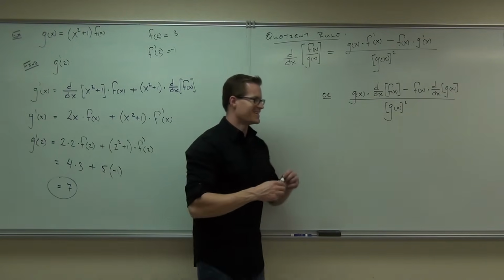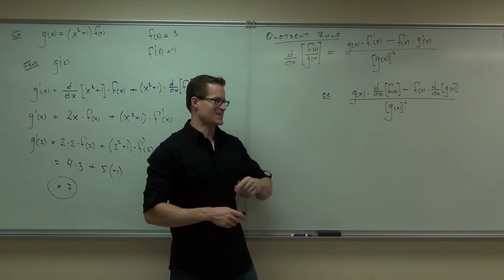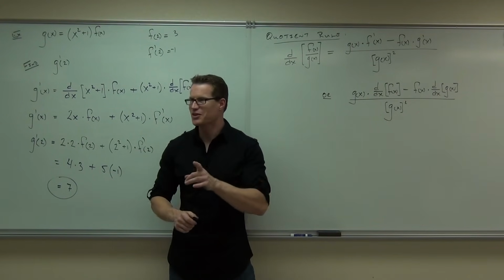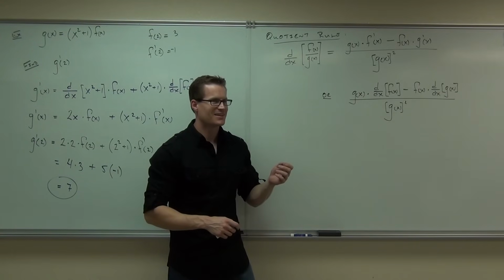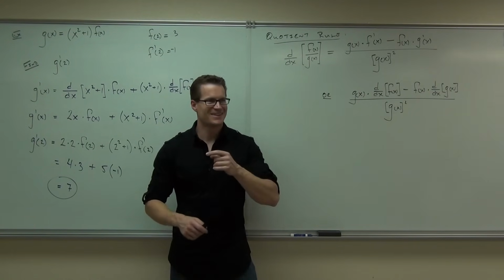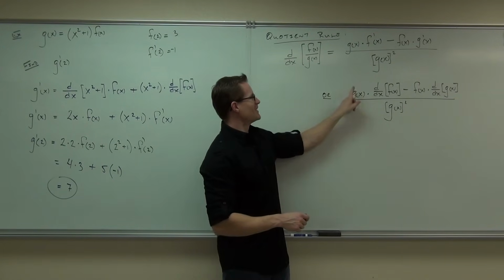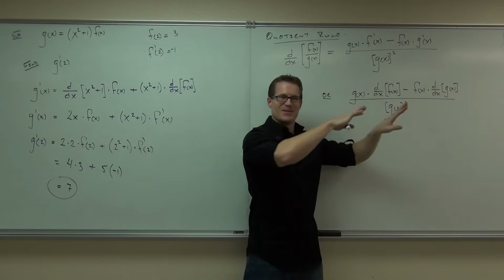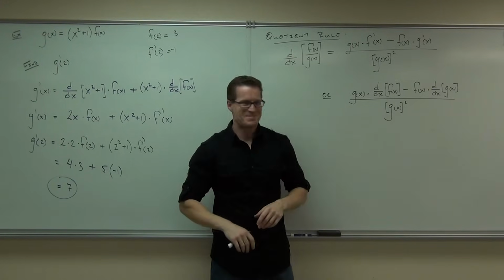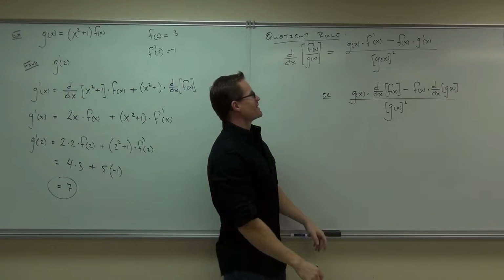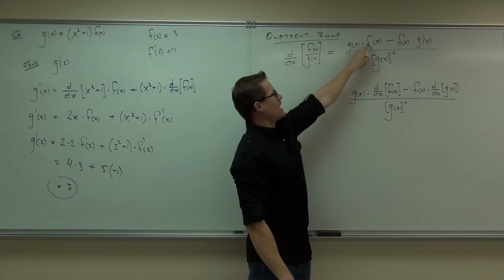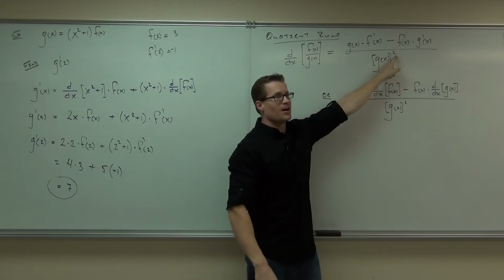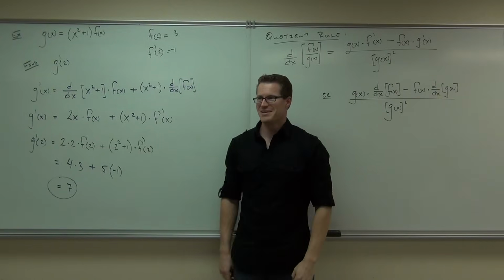I think I liked it, so I'm going to steal it from Michael. He introduced it. Actually, I've heard it before. What's it say again? Low D high minus high D low, square the bottom, and away we go. But you have to do this with it, otherwise it's a Harry Potter version of this math. Low D high minus high D low, square the bottom, and away you go.